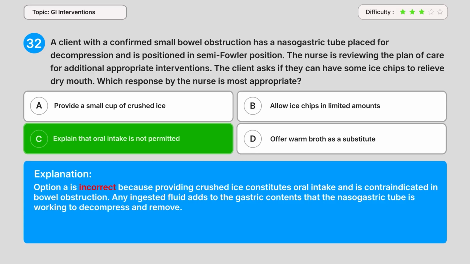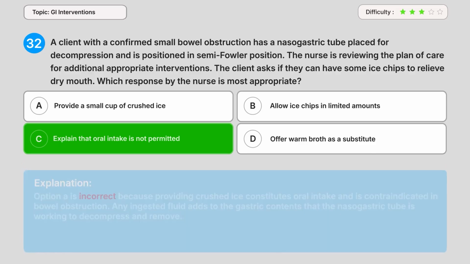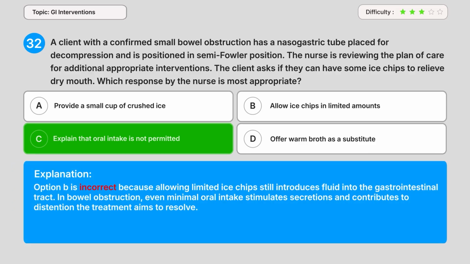Option A is incorrect because providing crushed ice constitutes oral intake and is contraindicated in bowel obstruction. Any ingested fluid adds to the gastric contents that the nasogastric tube is working to decompress and remove. Option B is incorrect because allowing limited ice chips still introduces fluid into the gastrointestinal tract. In bowel obstruction, even minimal oral intake stimulates secretions and contributes to distension the treatment aims to resolve.